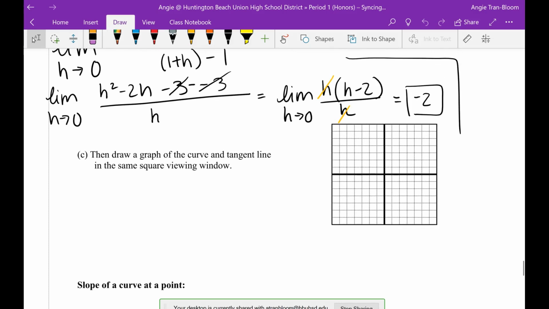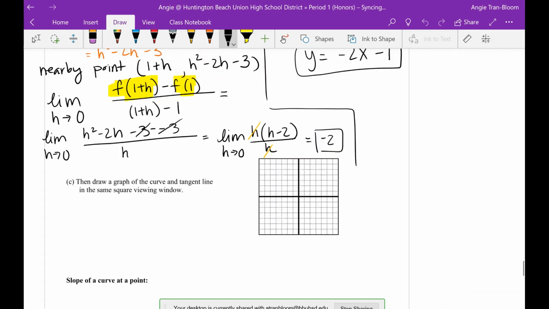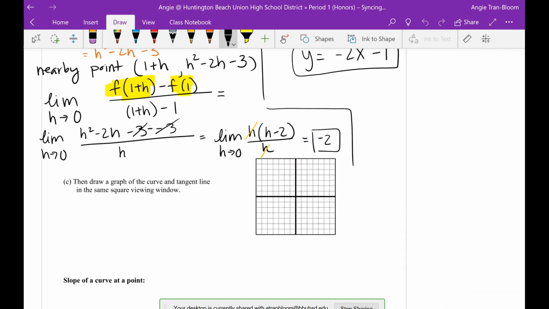All right, so I think second period and third period finished all the way to the end of this page, but first period did not finish. So what we're going to do is start on example C. Keep in mind that third period and second period already finished this. C says, then draw a graph of the curve and the tangent line in the same square viewing window.